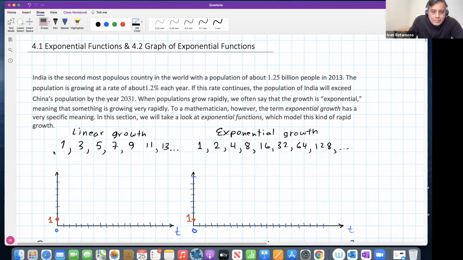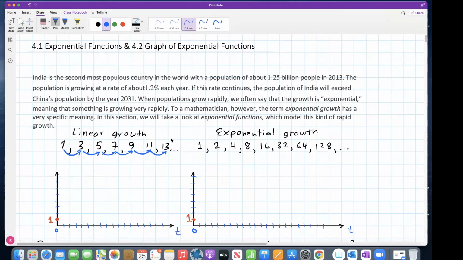Anyone could tell me, based on this sequence of numbers, what is happening to go from the previous term to get the next term? What are we doing to go from 1 to 3, from 3 to 5, from 5 to 7? Anyone could write in the chat. If you are good at pattern recognition, you should be able to determine the rule for this. What should be that? Anybody?